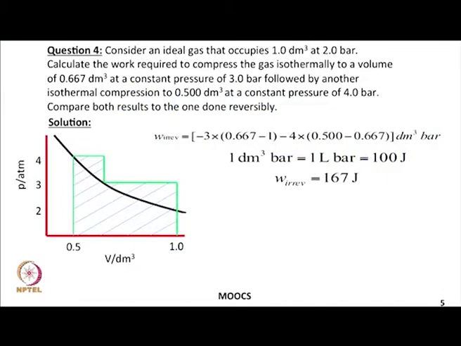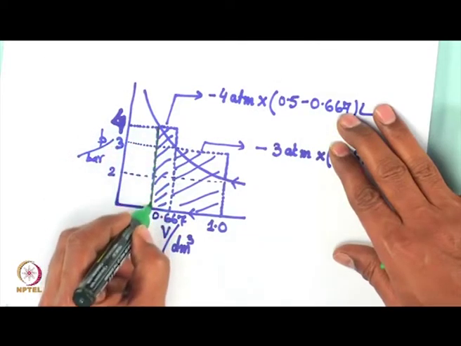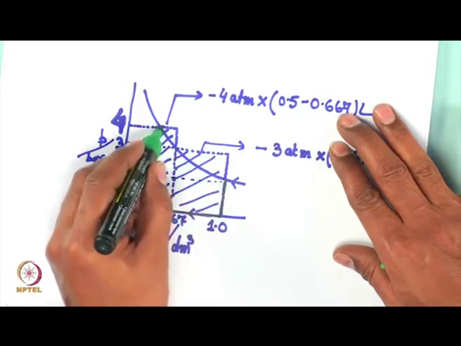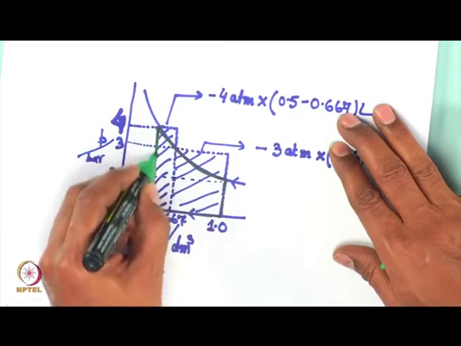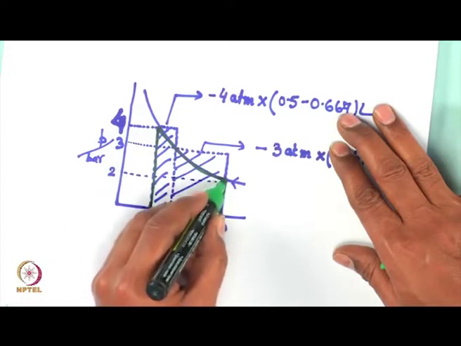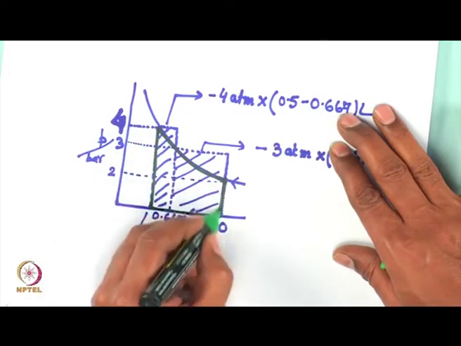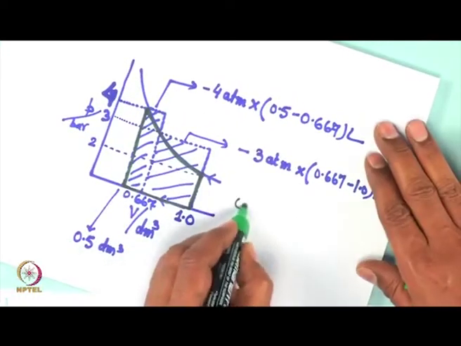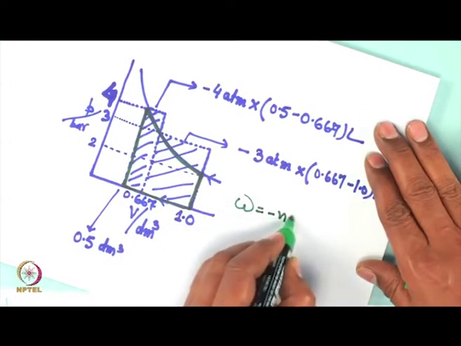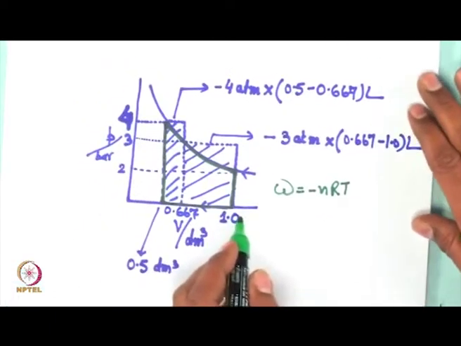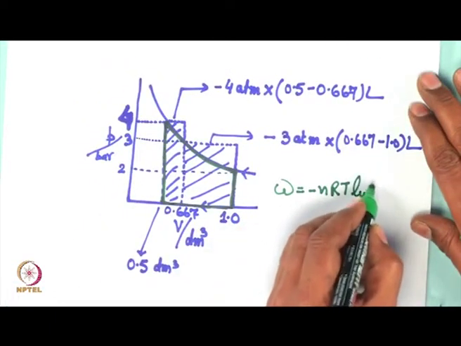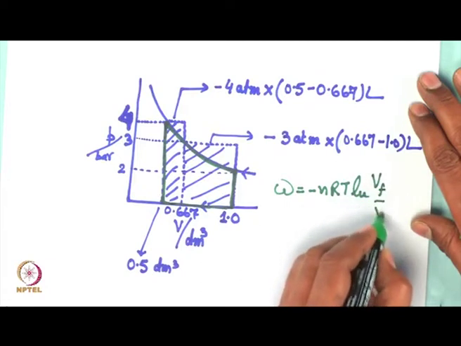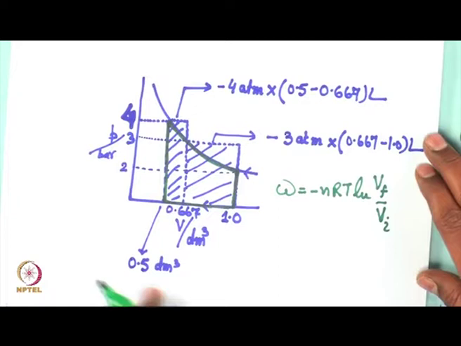Now, it says compare both the results to the one done reversibly. Reversibly means, let us say the whole compression is done reversibly. That means we need to talk about the area that I am highlighting over here. Either you talk in terms of area or you simply use W is equal to minus nRT log V final over V initial, and V final here is 0.5 and V initial here is 1.